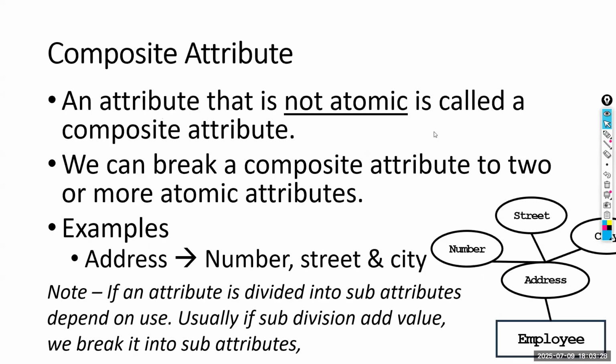Next, composite attribute. Composite attribute means it's an attribute which we can subdivide into sub attributes. Like address, maybe we can subdivide into number, street, and city, which is very handy because if you want to search by city, then it's very easy because city is one field. Otherwise, city is part of your address. So then we can break it into sub attributes. If it makes sense, only do it. Okay, use your common sense and you need a bit of experience also.